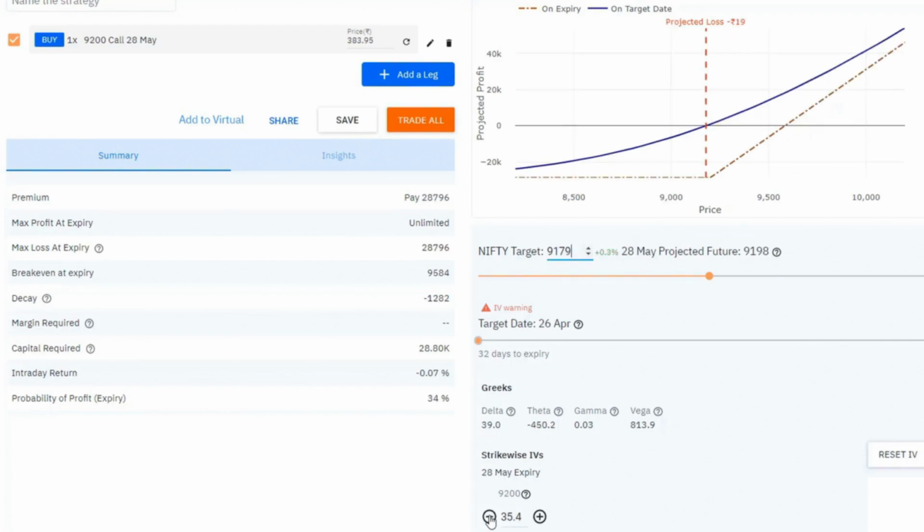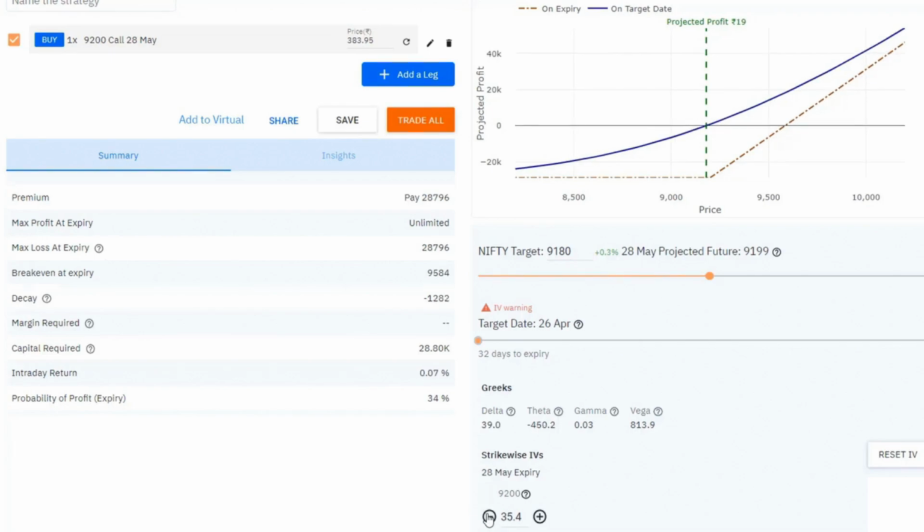But here's the interesting part. Look at this, 813 rupees in Vega. What it means is that if IV goes up 1 point, your P&L changes by 800 points. To put things in perspective, this is as big as a 20 point change in Nifty on an ATM. Let's see that, right? So if I change this to 9199, or let's just do round numbers, 9200, you get 800 rupees, right? So that's 20 points. Whereas if IV goes up 1 point, you make as much.